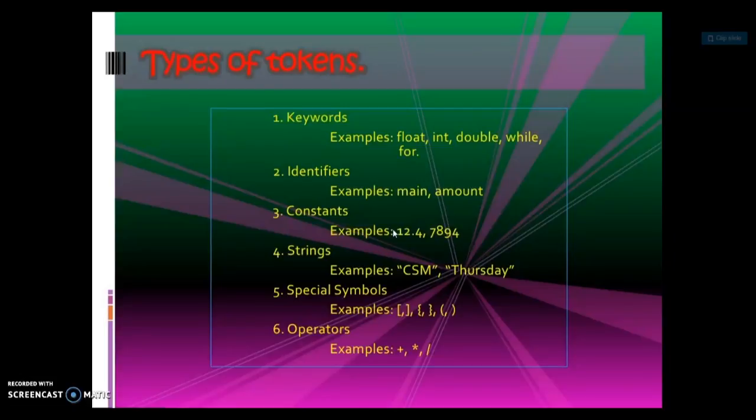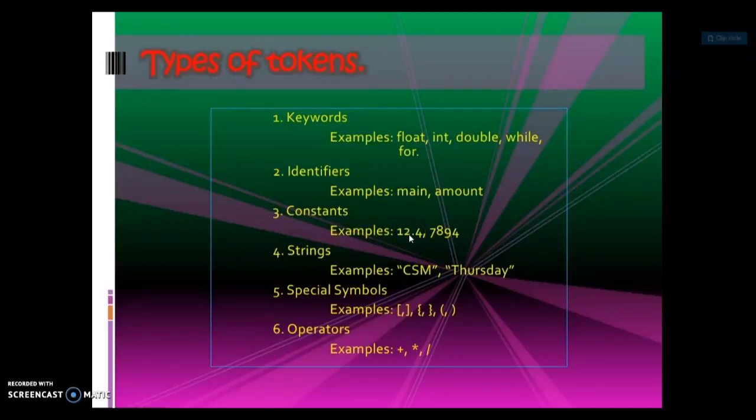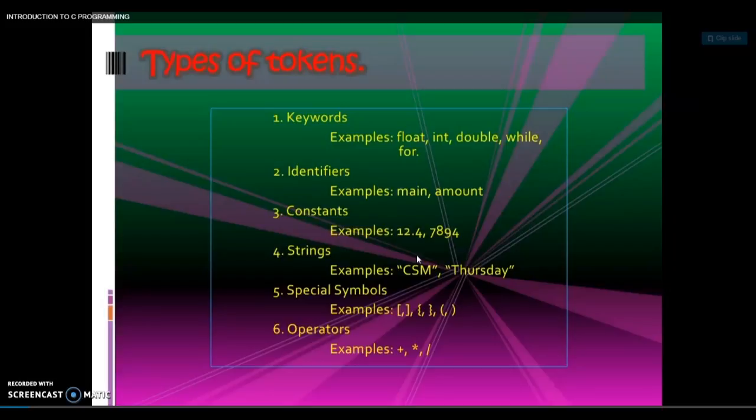Keywords: we can say that a keyword is a word whose meaning is reserved. There are 32 keywords. Identifiers are used to identify variables, functions, etc. Constants have two types: variable constants and valued constants. Variable constants means we assign a value to a variable and then use that variable, and for valued constants, we directly assign a value. A string, in double quotation marks, is a set of alphabets.